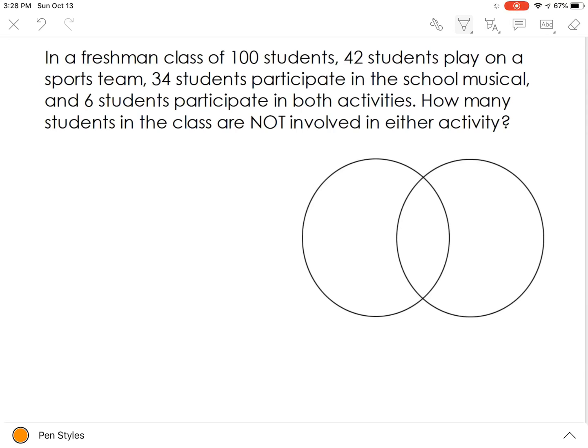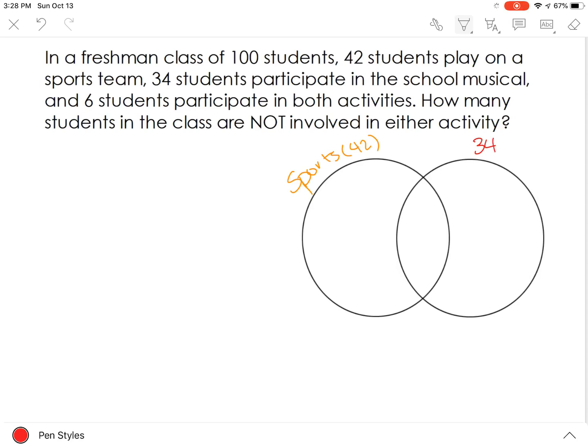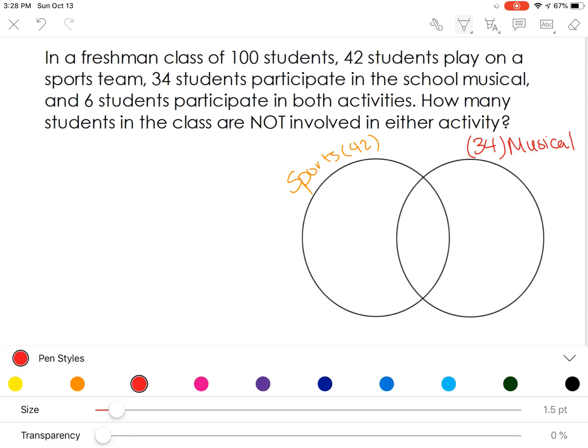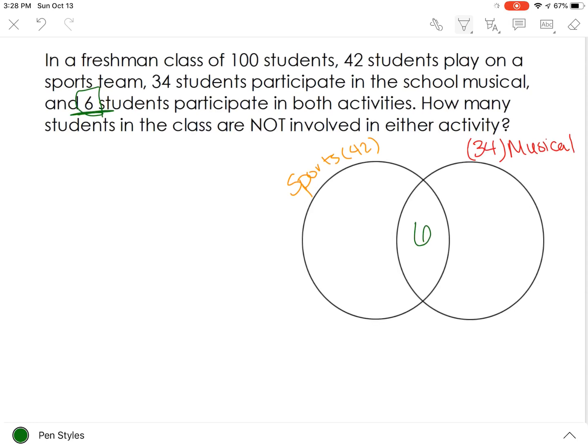In a freshman class of 100 students, 42 students play on a sports team. Okay, so we're talking about sports, and that's a total of 42. And 34 students participate in the school musical. So we have 34 in the musical. And 6 students participate in both activities. So since 6 students participate in both activities, that goes in the middle.